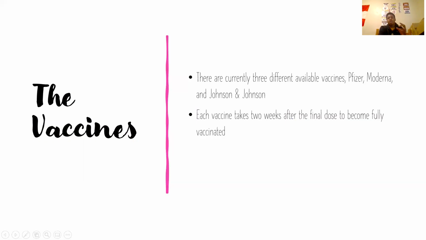So yeah, there are currently three different vaccines, which are the Pfizer, Moderna, and Johnson & Johnson. Following the last dose, it takes 2 weeks for you to be fully vaccinated from COVID.